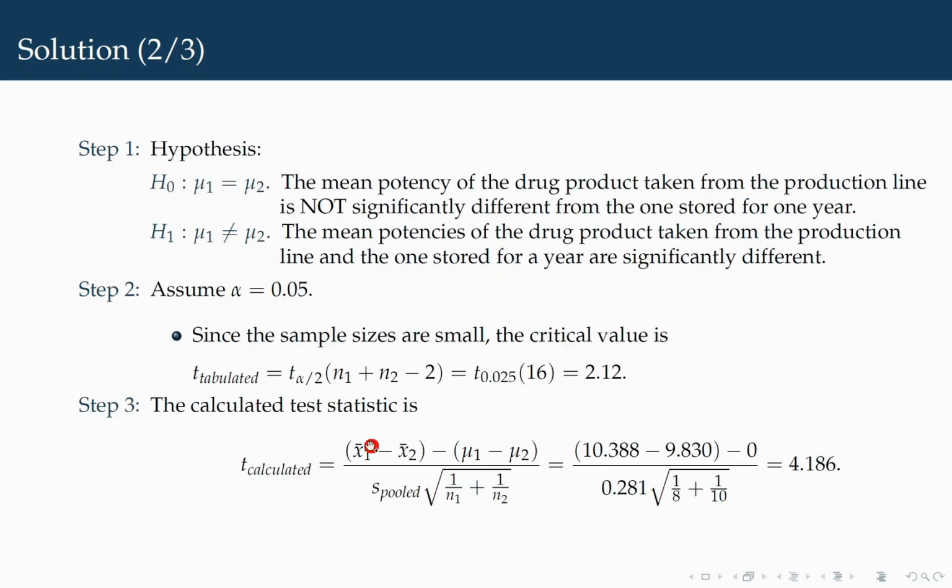And here, in addition, x bar 1 minus x bar 2 is 10.388 minus 9.830. This difference is positive, and we have rejected H0. Therefore, since the difference is positive, that means the mean potency of the first group is significantly higher than the mean potency of the second group. Or in other words, the mean potency of the drug product taken from the production line is significantly larger than the mean potency of the drug product that is stored for a period of 1 year.